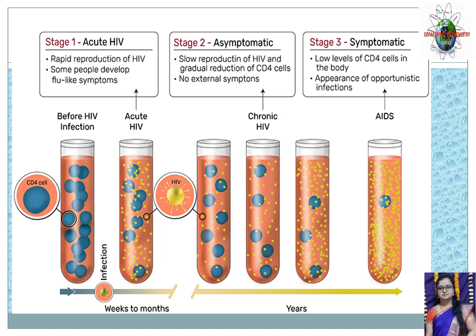And stage 3, this is symptomatic, otherwise known as the crisis phase. Low levels of CD4 cells in the body, appearance of opportunistic infections. That means CD4 cell count is alarmingly decreased. And finally, HIV virus cells are more and more rapidly increased, leading to AIDS.